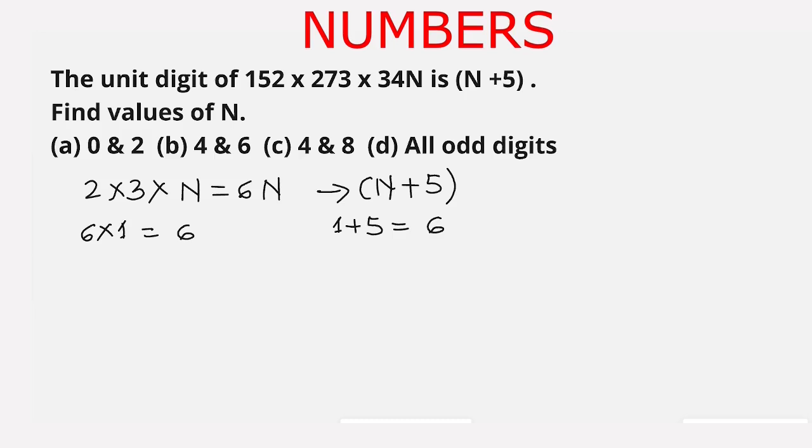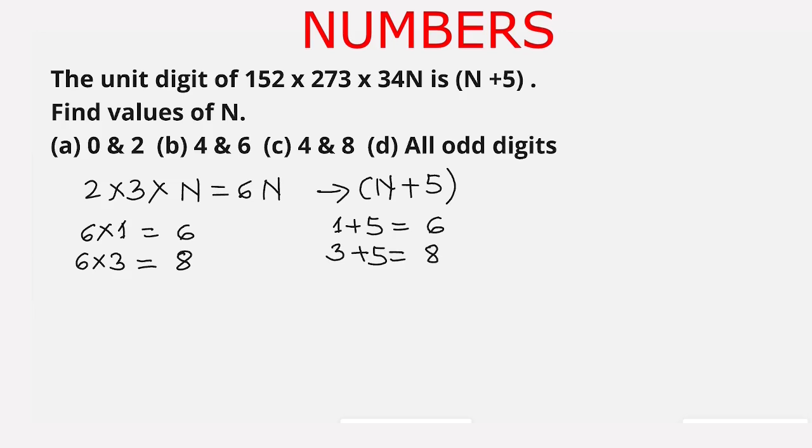So we cannot have the even values of n. If we put the value of n equal to 3, the odd value, then 6 times 3 is 18 and the unit digit is 8. And if we put n equal to 3 in n plus 5, then 3 plus 5 is 8. So it matches the unit digit.